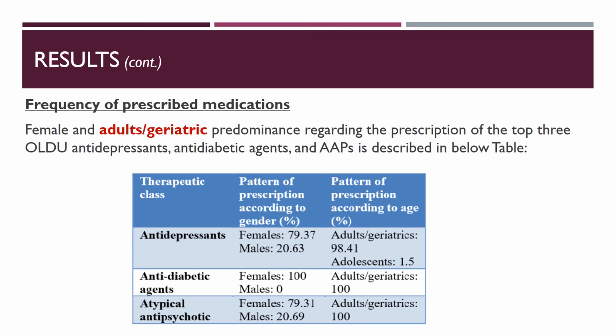Regarding the frequency of prescribing medication in adult and geriatric age, the top three are the antidepressant, antidiabetic, and atypical antipsychotic. And here we can see the pattern of prescribing according to gender and according to age. The female was the most prominent, used more than male, and the adult more than the adolescent people.